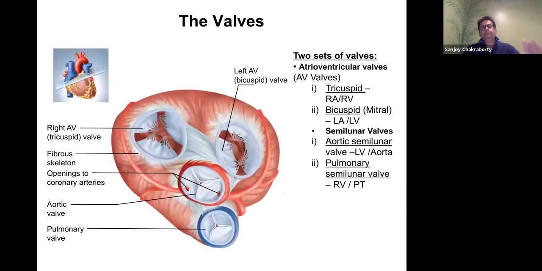These are the valves. So 2 AV valves. These are 2 flaps, 1 flap, 2 flaps. Bicuspid. There are 3 flaps, 1, 2, 3. The tricuspid. They look like half moon shape. Both of them have 3 flaps, but they look like half moon shape. That's why it's called semilunar valve.